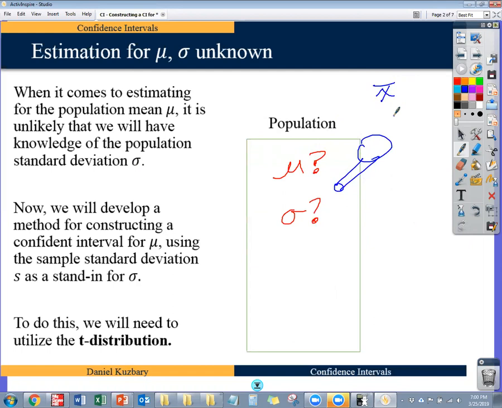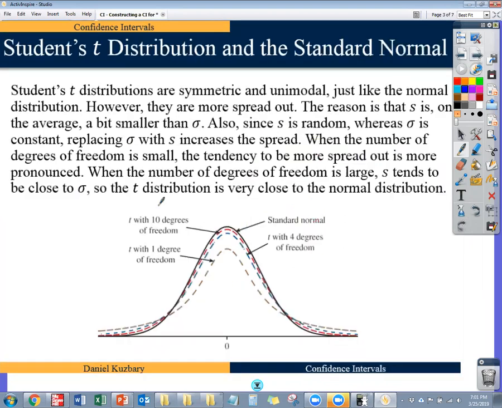And so in a previous video, we learned how to make confidence intervals for the mean if we knew what sigma was. But in this case now, we don't know what sigma is, so we're going to need to estimate sigma using our old friend, the sample standard deviation. So we're going to use S as a stand-in for sigma, and it's going to have to change the method for how we construct the confidence interval. The probability theory changes once you start estimating sigma. Instead of using standard normal, we're going to have to use what's called the t-distribution.